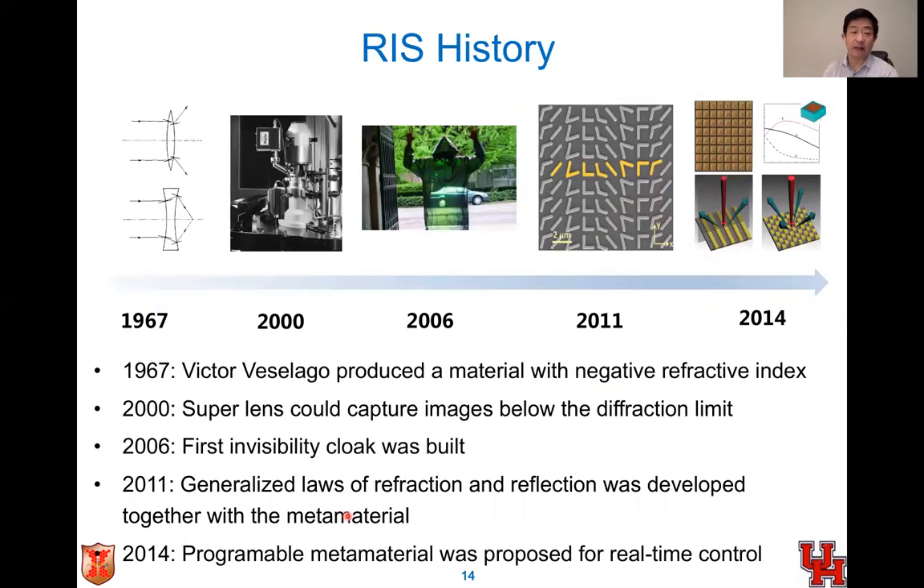As for the RIS history, in 1960s, Veselago produced a material with a negative refractive index. In 2000, a superlens captured an image below the diffraction limit. In 2006, the invisibility cloak. In 2011, the generalized law of reflection was developed together with metamaterials. And in 2014, programmable metamaterial was proposed with real-time control. So you can see it's a relatively new kind of technology. During the last 5 years, this has become a reality.